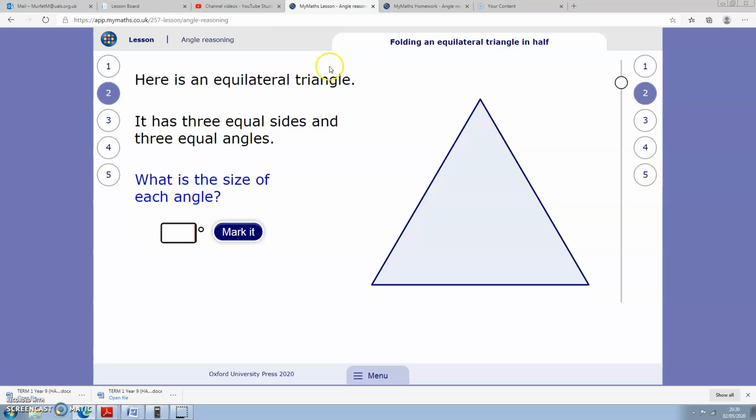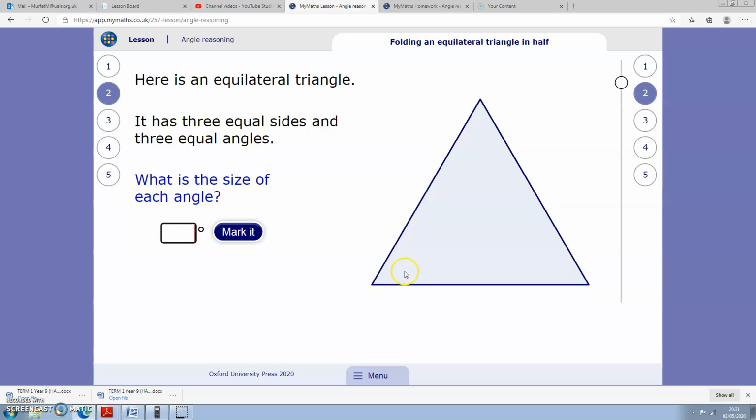Chapter 2. Here is an equilateral triangle. Now normally when we've got an equilateral triangle, we see a little line through each of the sides, which says that all 3 sides are equal. If it's an isosceles like in the last one, it would only have a line through 2 sides that are equal. But this is going to have a line through all 3.